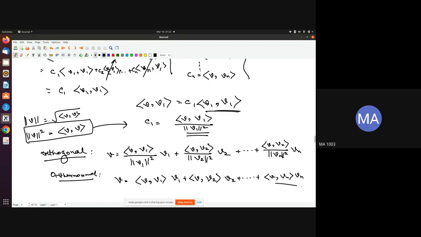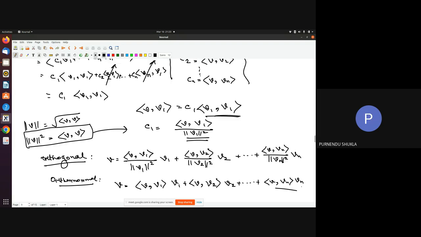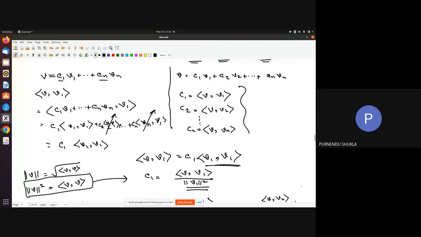Clear? Yes, sir. Sir, can you explain again from C1 equal to V, V1 by norm of V1 square? So till this line, have you understood? Yes, sir. Now earlier you remember that I have defined this norm. Whenever I have an inner product, I can define a norm out of it. If I take the square on both sides, what is the inner product of V1 with V1? That is the norm of V1 square.